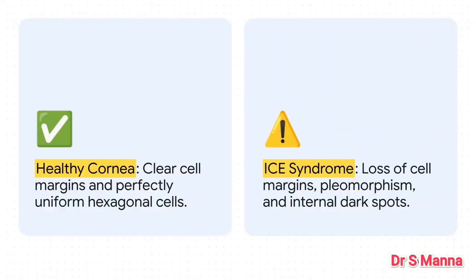Now let's look at what ICE syndrome actually does to the specular microscopy report. On a perfectly healthy cornea, as we established earlier, you see crystal clear cell margins and regular, repeating hexagonal shapes. It basically looks like a pristine honeycomb. But when you look at a patient with ICE syndrome, it is honestly a visual disaster area. There is a total loss of clear cell margins. A lot of times you literally can't even tell where one cell ends and another begins. You'll see extreme pleomorphism, and quite uniquely, you're going to see dark areas forming right within the cells themselves. The stark visual contrast is wild. Those beautiful structured hexagons of a healthy eye are just completely obliterated by the chaotic, marginless dark spots.